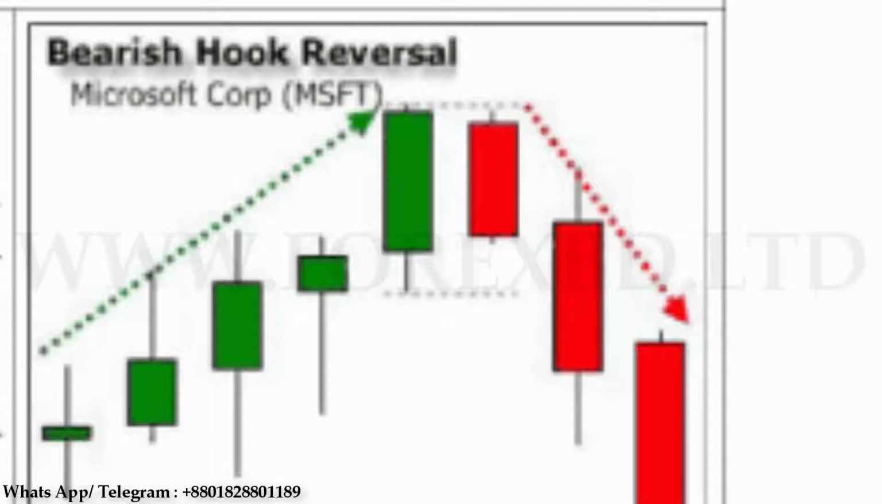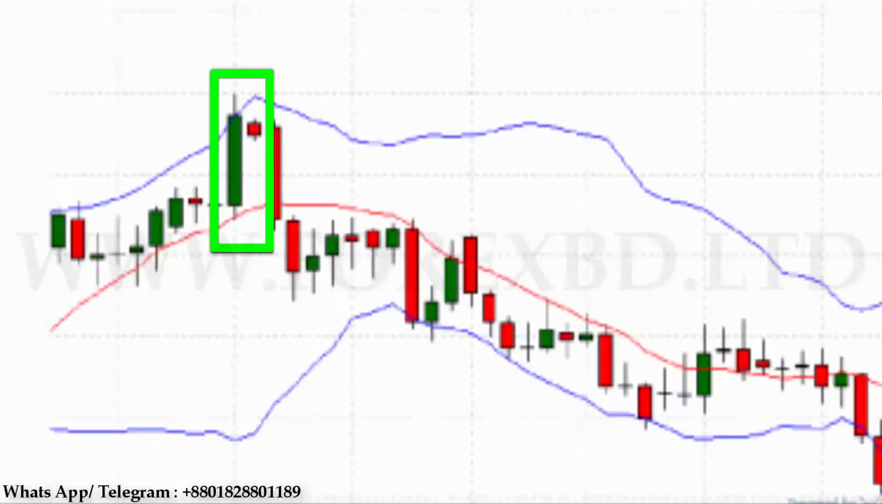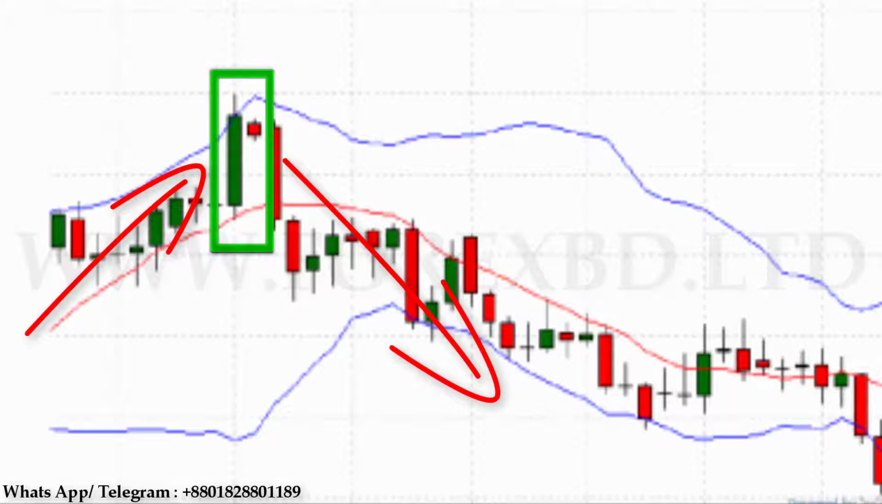Hook reversal bearish. In an uptrend market, if there is a bearish candle after a big bullish candle whose high and low are limited to the high and low of the previous bullish candle, then the combination of these two candles is called hook reversal bearish. I say again, if there is a bearish candle after a big bullish candle whose high and low are limited to the high and low of the previous bullish candle, then the combination of these two candles is called hook reversal bearish. This pattern provides a downtrend reversal signal.